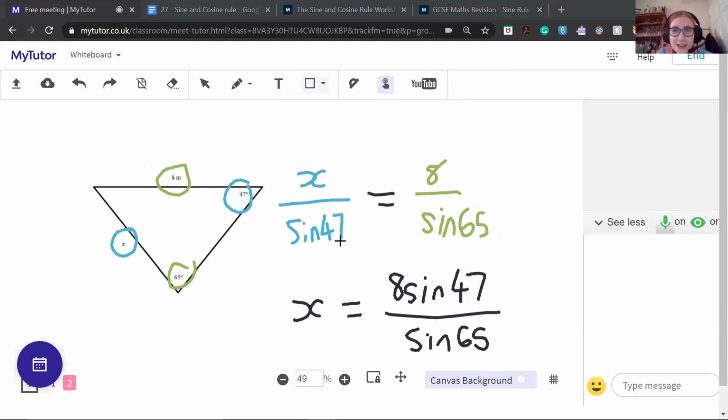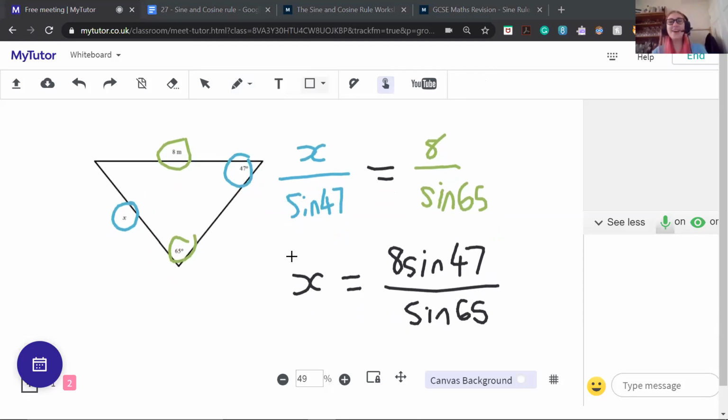Someone said to slow down. Someone also said to speed up. So I'll do the next example a bit slower and hopefully cater for everybody's needs.